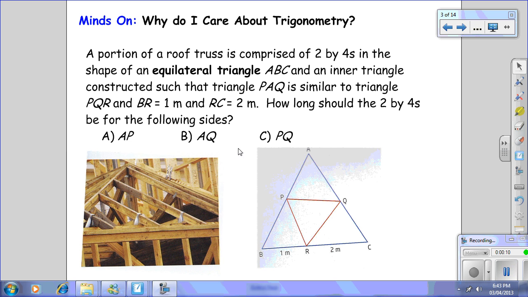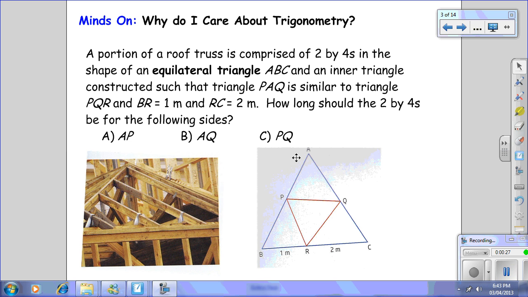If you look at the diagram right here, it's actually showing a roof truss on a house that's being built. And it's created using 2x4s. And if you look, it's actually in the shape of an equilateral triangle. Okay? And the inside triangle inside it is constructed.